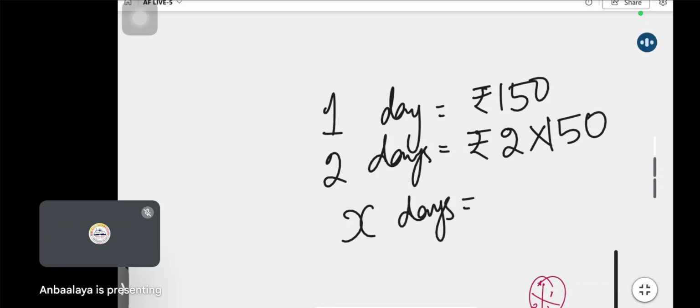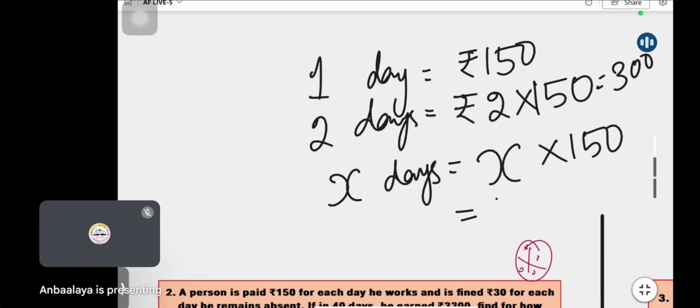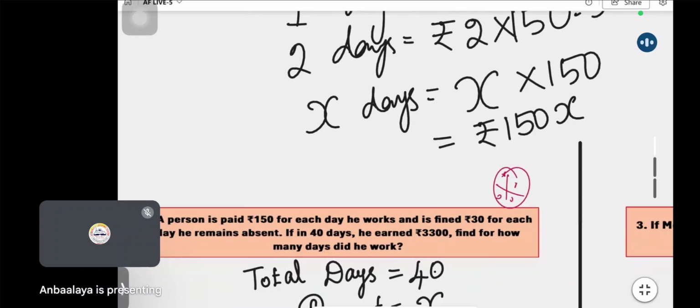Then if he went for x days, how much money did he get? One day he gets 150 rupees, 2 days it is 2 into 150, so x days it is x into 150. Very good, that's the correct answer. We can write x into 150 as 150x rupees. So he gets 150x for working.